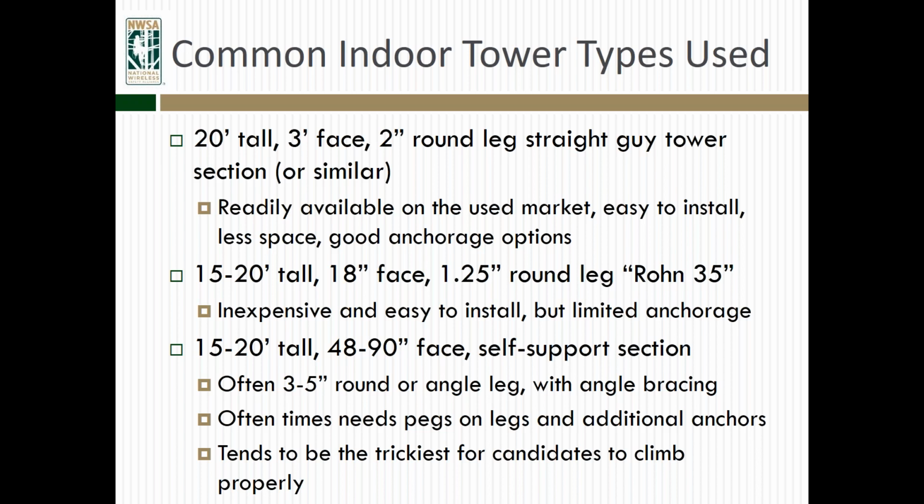Generally, these larger self-support sections have a 3 to 5 inch round or angle leg with some sort of angle bracing. Oftentimes, to make these suitable for climbing, they need to have pegs on the leg. Sometimes there's a ladder installed on one of the self-support faces close to the leg where they'll be mounting the antenna and things. So just think about how it's set up, suitable for climbing.